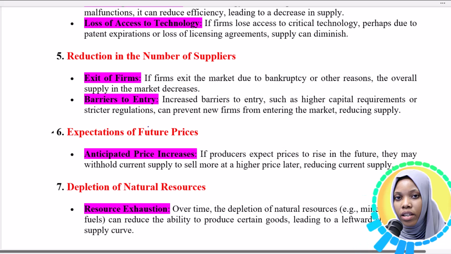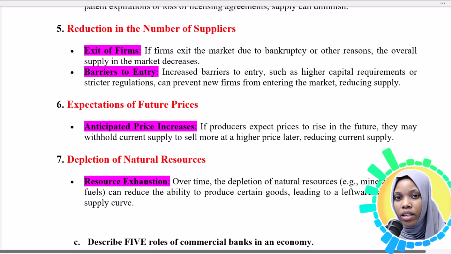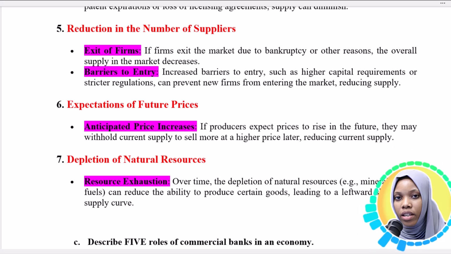Another is reduction in the number of suppliers by the firms exiting the market or there being barriers to entry in the market. And then expectations of future prices, that is, if prices are going to be lower. This is lowering prices. If you lower prices, then production is going to be less, leading to less supply.